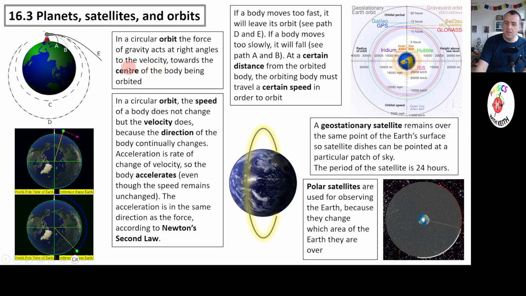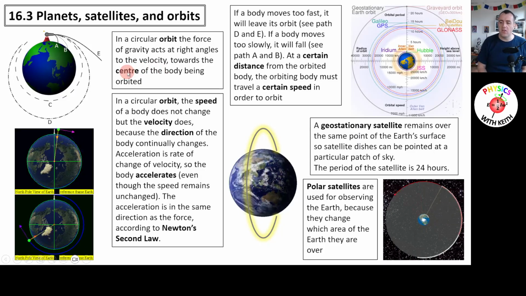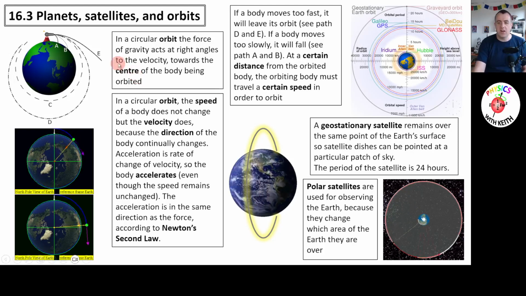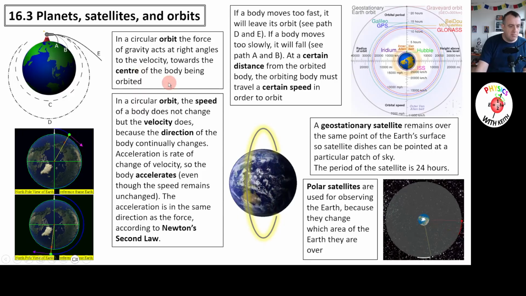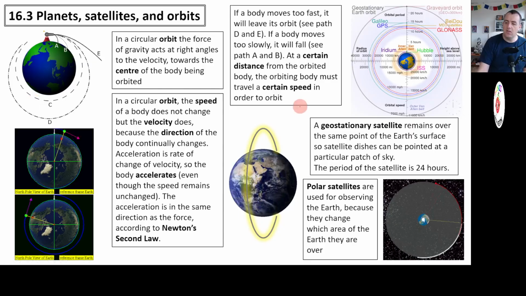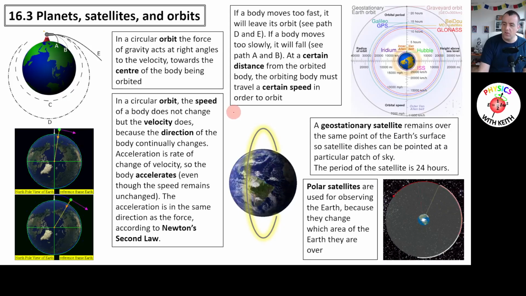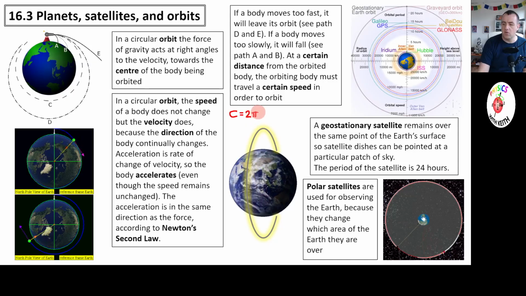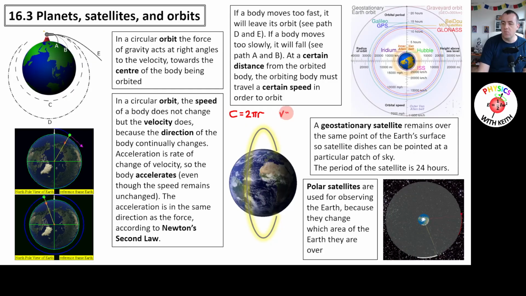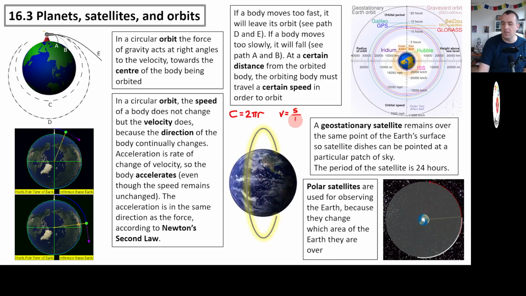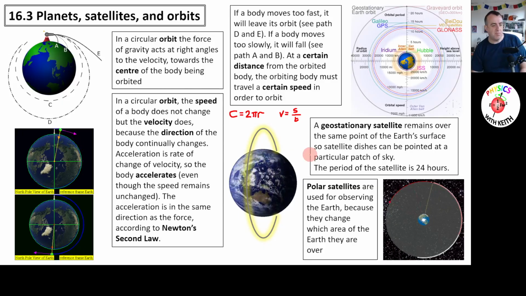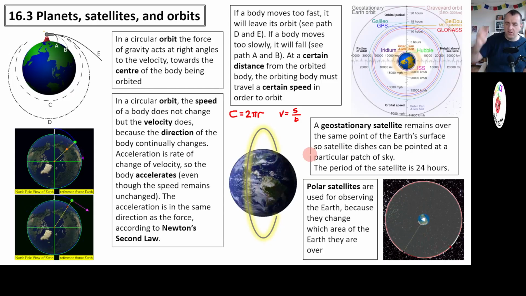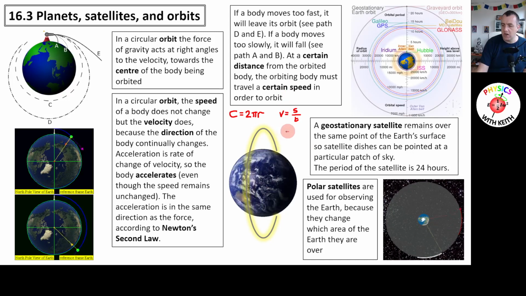So it says here that the force is towards the centre. We call that a centripetal force, a centre-seeking force, a force that always points towards the centre of a circle in circular motion. We can do some maths on this. Because we're moving in a circle, the circumference of a circle is going to be 2 times pi times the radius. We can say that the speed we have to move is the displacement divided by the time. The displacement in one rotation is one circumference.